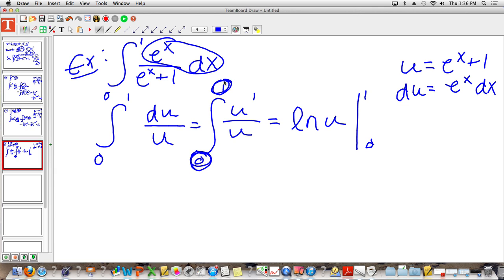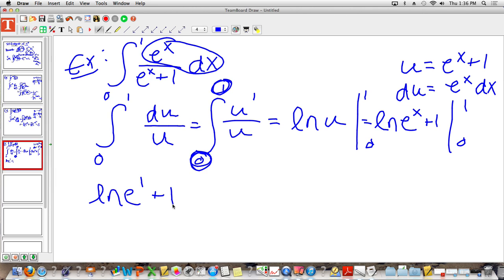So let's do a rewrite here. This is the same thing as the ln of e to the power of x plus 1, and you are going from 0 to 1. So now what we need to do is find the value of that integral at 1, find the value of that integral at 0, subtract them, and that's your answer. So we do the ln of e to the power of 1 plus 1. Are you still with me?